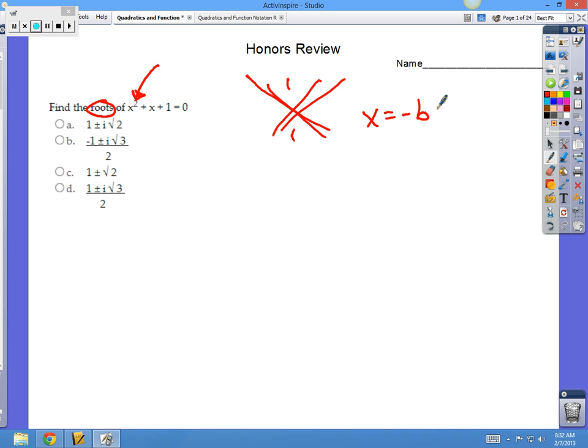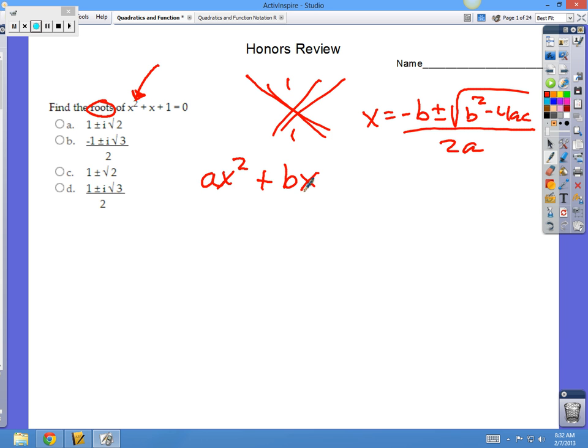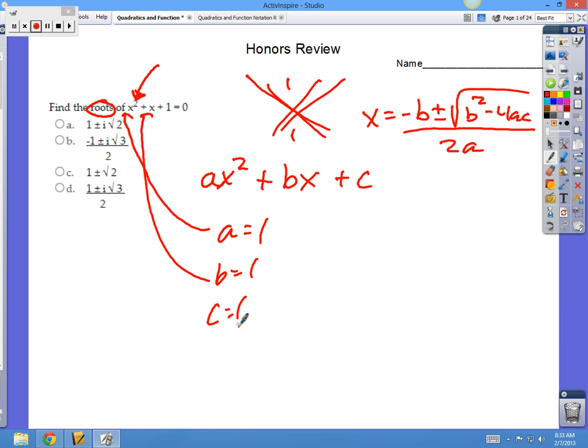X equals negative b plus or minus the square root of b squared minus 4ac, all over 2a. So identify your a, b, and c. A is the number of quadratic pieces you've got. B is how many linear pieces you've got. C is the constant, the number all by itself. So A in this case is 1 because you only have 1 x squared. B is 1 because you only have 1 x. And C is 1.